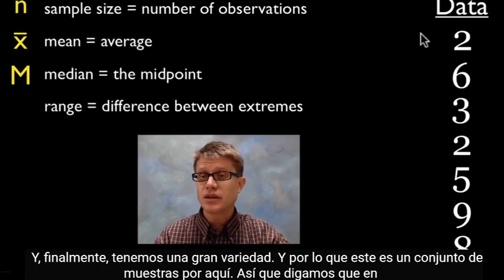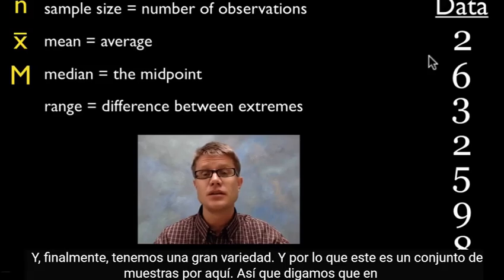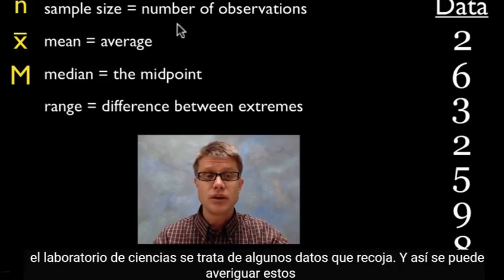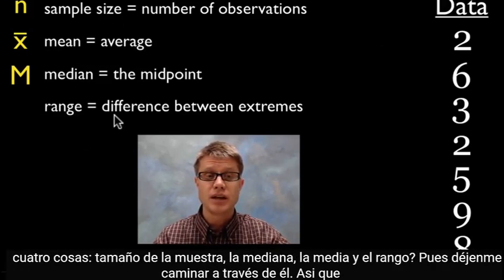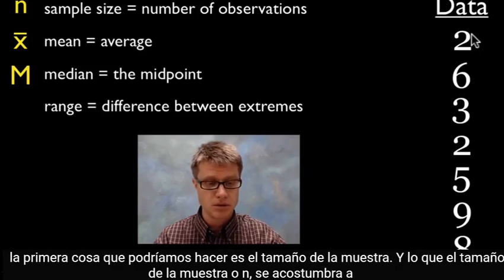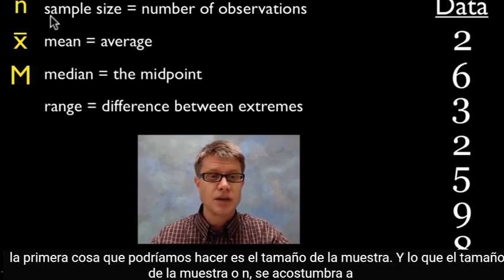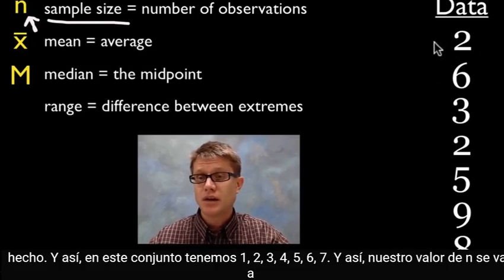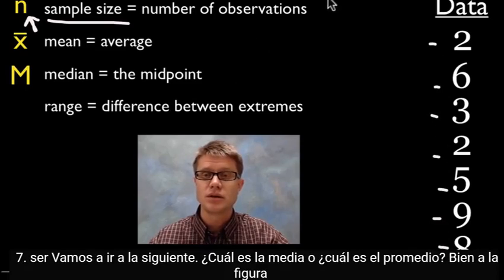And so this is a sample set over here. So let's say in the science lab, this is some data that you collect. And so could you figure out these four things: sample size, median, mean, and range? Well, let me walk you through it. So the first thing we could do is the sample size. And so sample size, or n, get used to that letter n right here. Sample size is just going to be the number of samples that we made. And so in this set, we have 1, 2, 3, 4, 5, 6, 7. And so our n value is going to be 7.